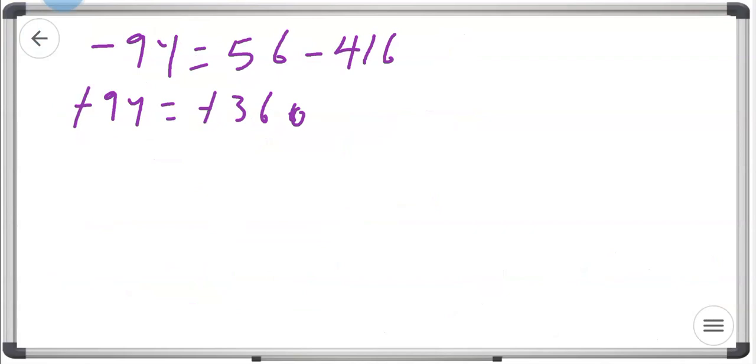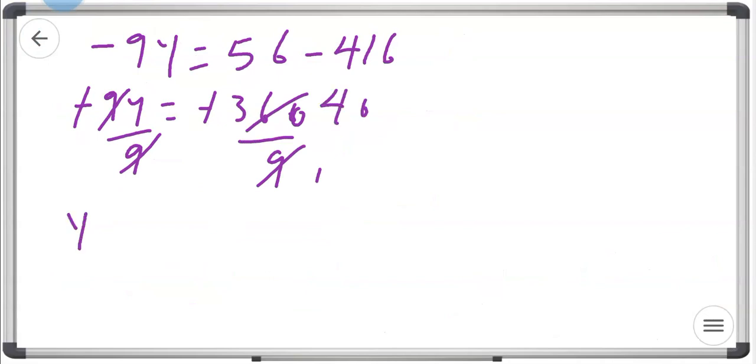Now let's divide both sides by 9 so that we'll be able to get the value of y. 9 will cancel 9, and 360 divided by 9 is 40. So y equals 40. We've been able to get the value of y to be 40.